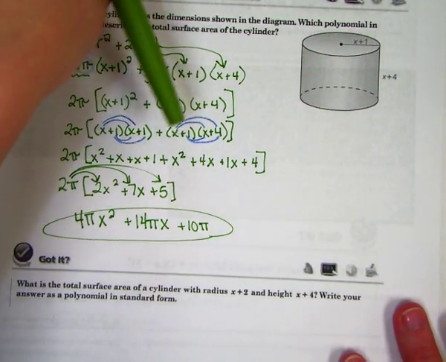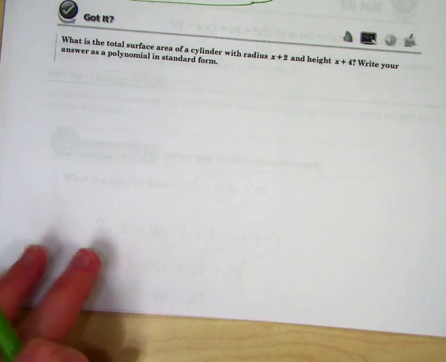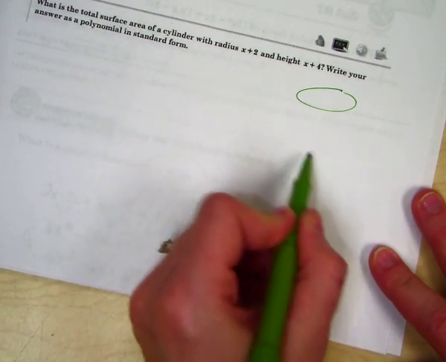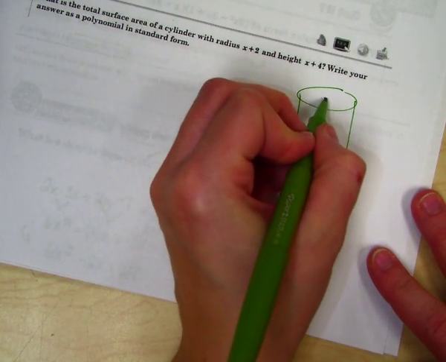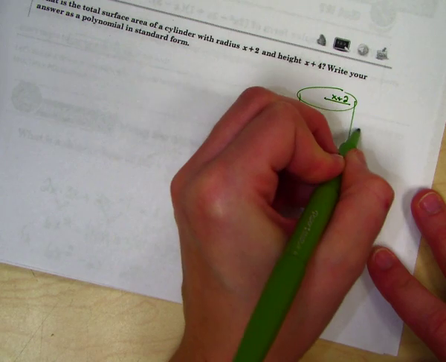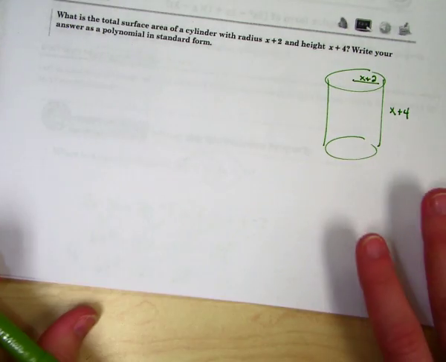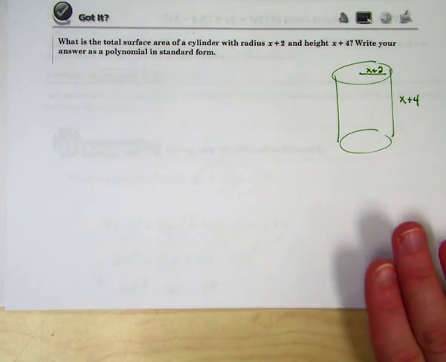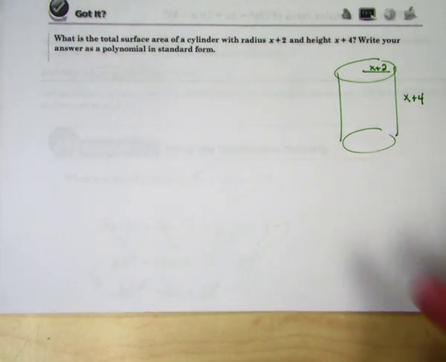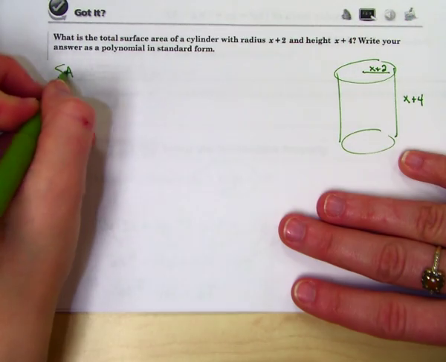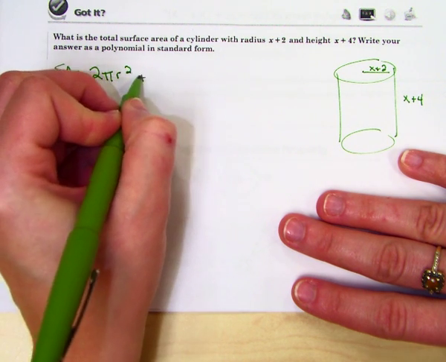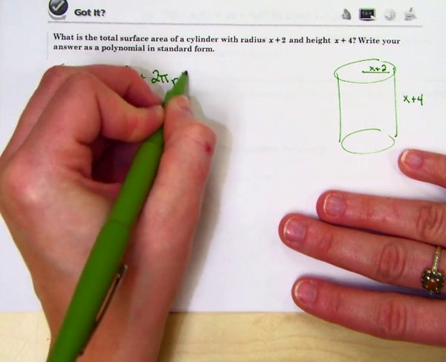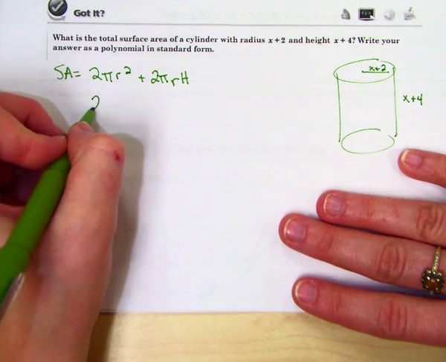Alright, let's try it again. Why wouldn't we, right? So we have a cylinder. I'm a visual learner, I need to draw it. It says the radius is x plus 2, and it says the height is x plus 4. Write your answer as a polynomial in standard form. Here we go. Surface area equals 2 pi r squared plus 2 pi r h. That's 2 pi.